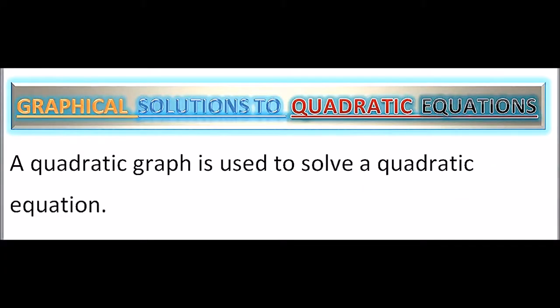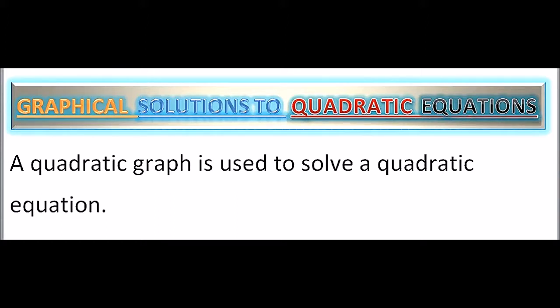Welcome to this lesson. In this lesson, we are going to learn how to solve quadratic equations using a graph, and that is what we are calling graphical solutions to quadratic equations. We have learned other methods, that is the factor method, complete the square method, and the quadratic formula, and now this is another method of solving a quadratic equation. In lesson number 6, we learned how to plot quadratic graphs, and we are going now to practice that knowledge and see how the graph helps us to solve a quadratic equation.